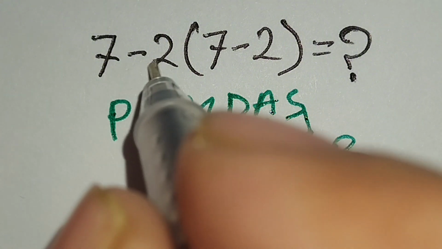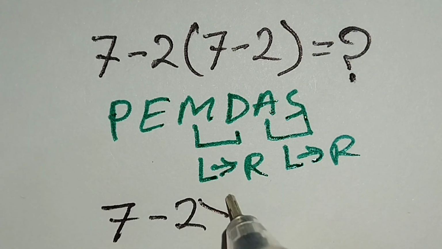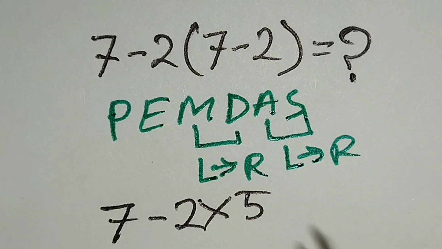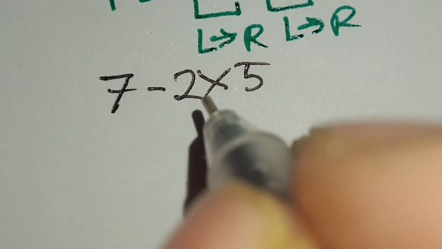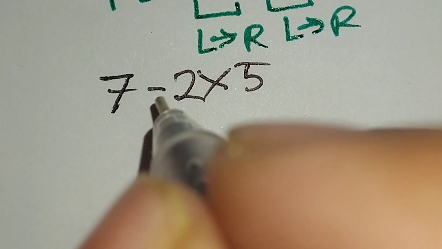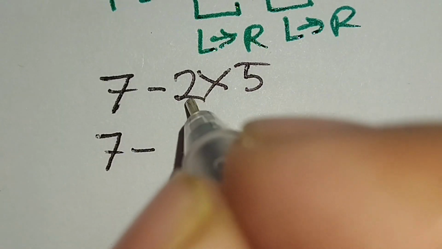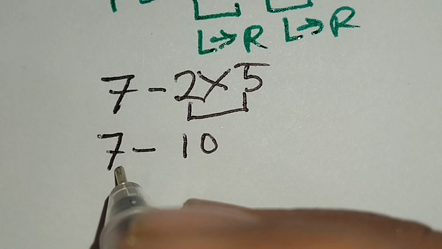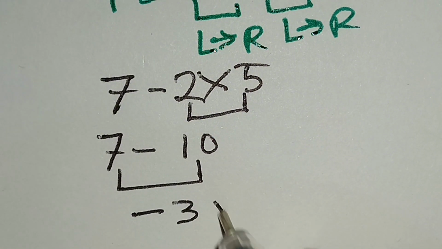Here, this 7 minus 2, multiply. This 7 minus 2 gives us 5. Now I have to work with this multiplication because multiplication have higher priority than subtraction. Here this 7 minus this 2 times 5 gives us 10. 7 minus 10 gives us negative 3. And this is correct answer.